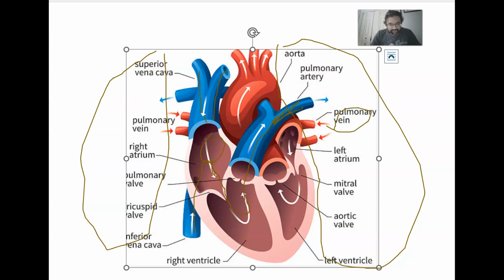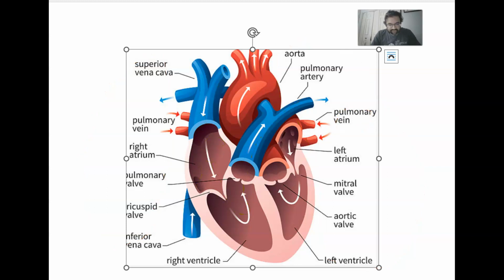So I'm going to try to change the color here. Let's take a look at the color. Okay, anyway.